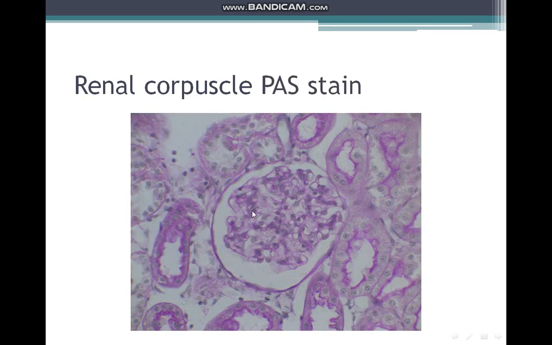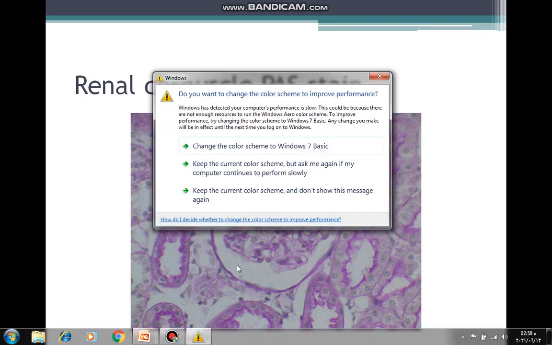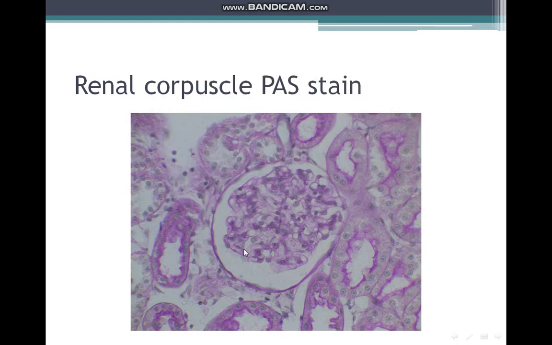In PAS stain, the renal corpuscle appears as in this figure: the tuft of capillaries, and the parietal layer of Bowman capsule lined by simple squamous epithelium, and this is the urinary space or Bowman space. And we have two types of tubules: the proximal convoluted tubules containing this purple line, which indicates the presence of a brush border.